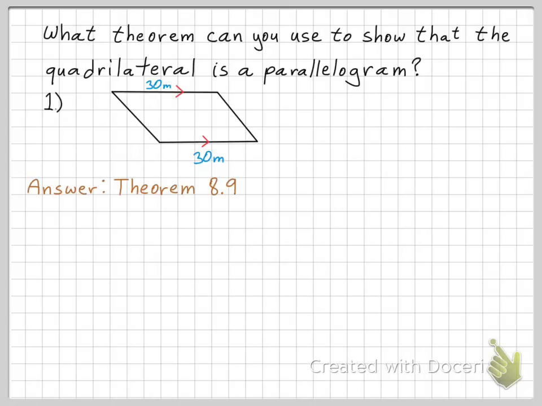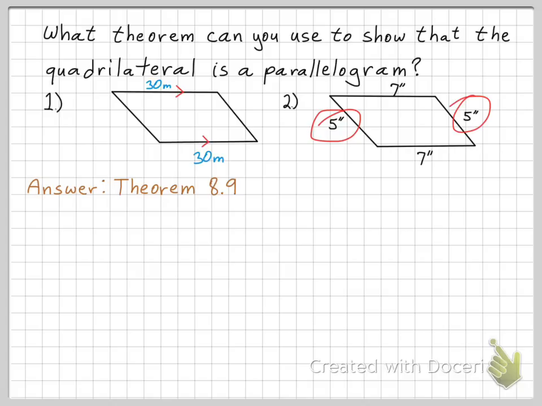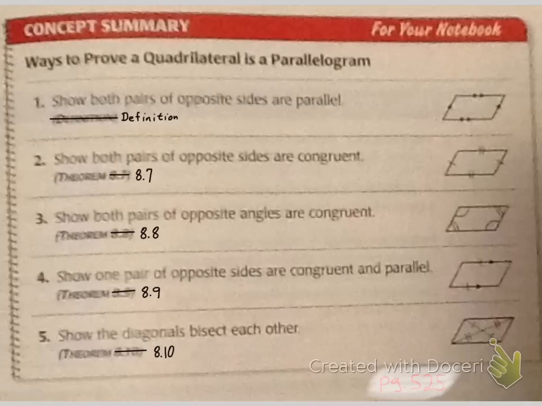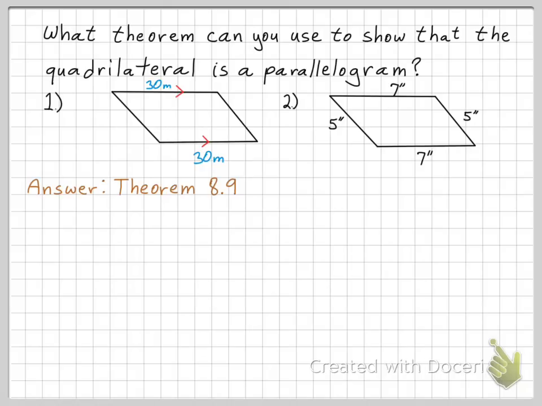Okay. And then this quadrilateral, I need to prove it's a parallelogram. Well, I'm noticing that they're telling me that this pair of opposite sides are congruent, and also this pair of opposite sides are congruent. So it seems like both pairs of opposite sides are congruent. And then if I go back to this, both pairs of opposite sides are congruent. It must be that one. It must be Theorem 8.7. Okay? So the answer to this is Theorem 8.7.